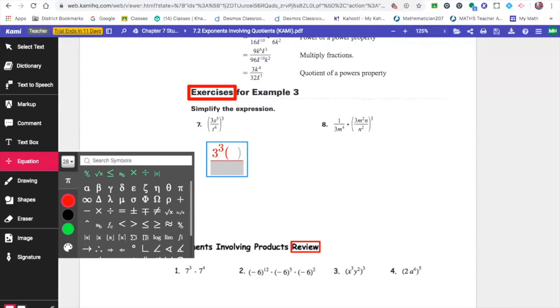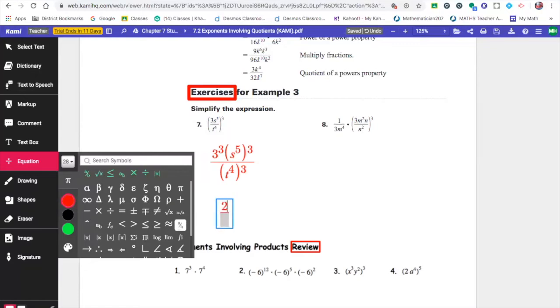And now I have s to the 5th, all of that being raised to the 3rd power. T to the 4th, also being raised to the 3rd power. Now I'm going to take a look at 3 cubed. Make another box, a fraction.